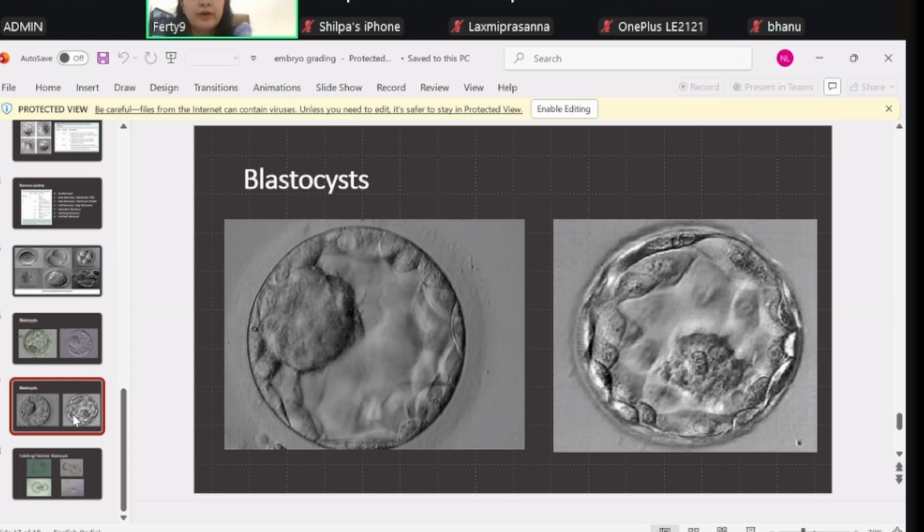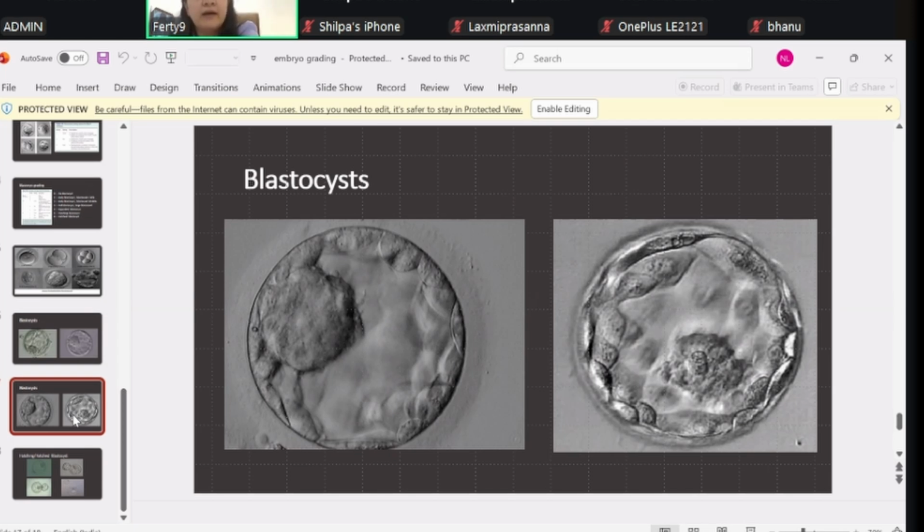So how do we do it? We collect some of the cells from the trophectoderm. Then we do the tubing process. From there, the tubing will be sent to the genetic lab. The genetic lab generally takes 2 to 4 weeks to release the report.